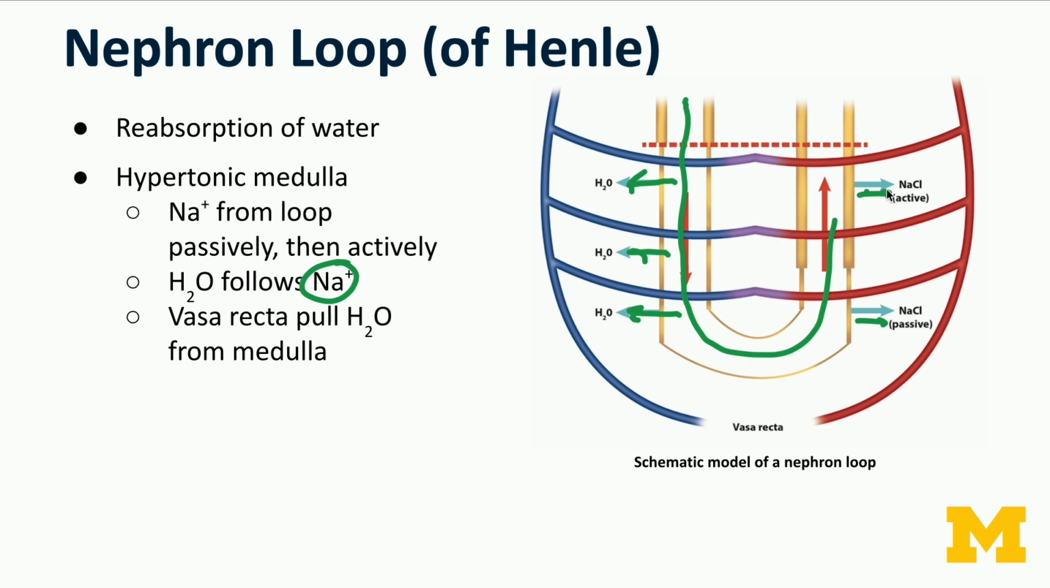And by making this an increasingly higher concentration gradient, we pull more and more water out from the filtrate. So we've got a lot of tubular reabsorption of water going on here, and that water gets picked up by the vasa recta, which then delivers it back through venous return. So desert-dwelling organisms typically have more nephrons with more distinct loops of Henle within them.